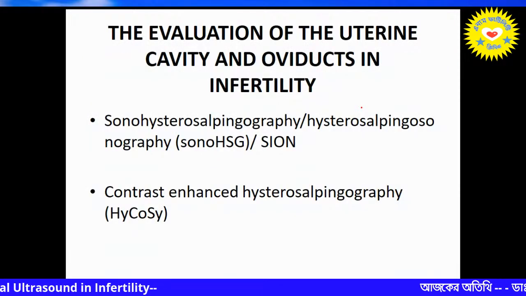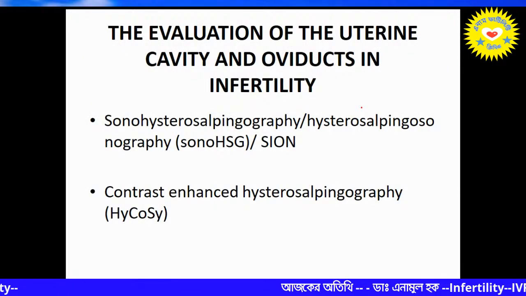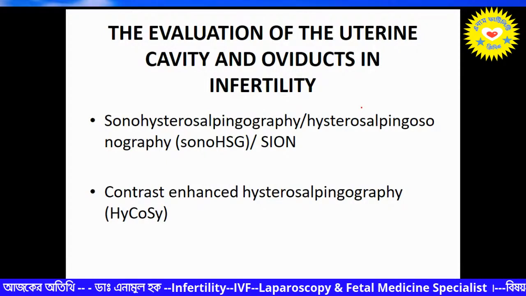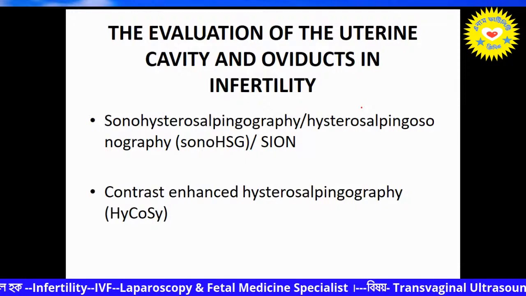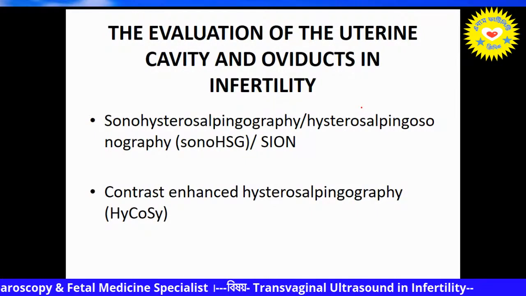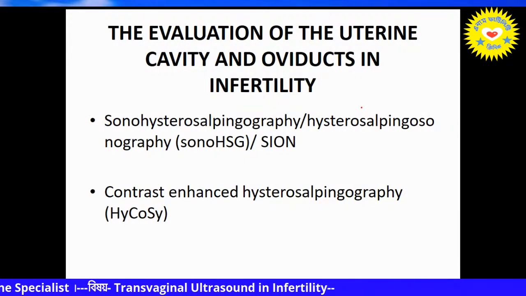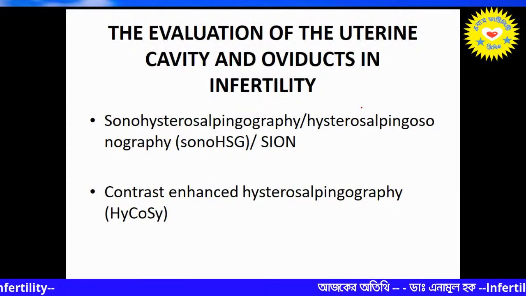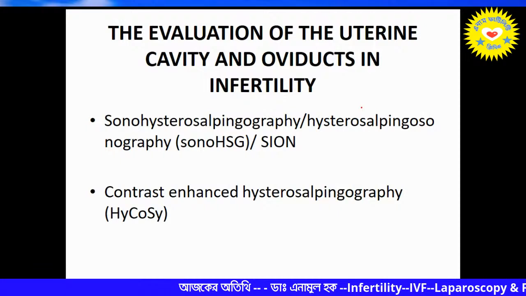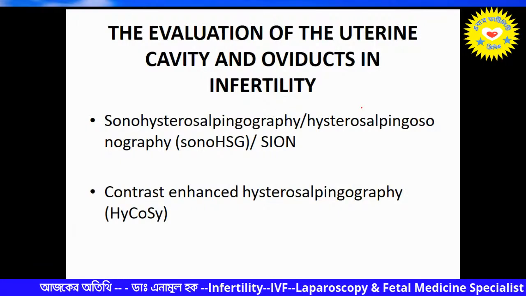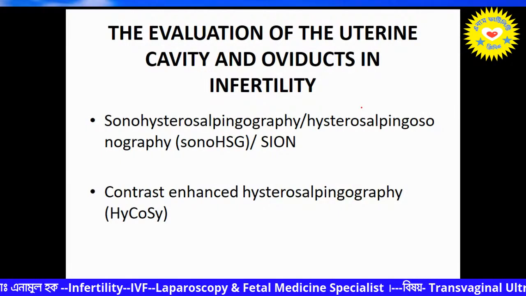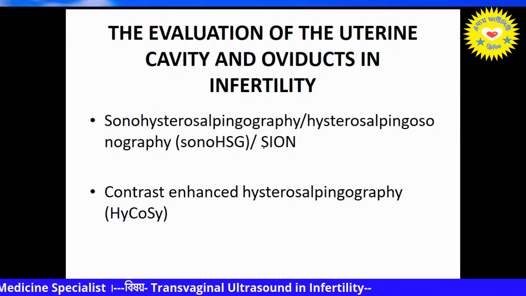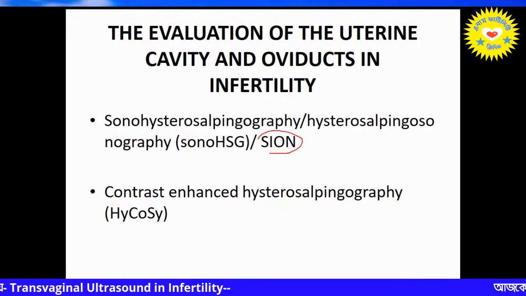So now let's look at the evaluation of the uterine cavity and the oviduct in infertility. As you know, previously we commonly used to see the interior of the uterus and the patency of the fallopian tube with hysterosalpingography. But in the modern era, in infertility practice, hysterosalpingography is more or less an obsolete procedure. Now we prefer saline infusion sonography. That is called saline infusion sonography.